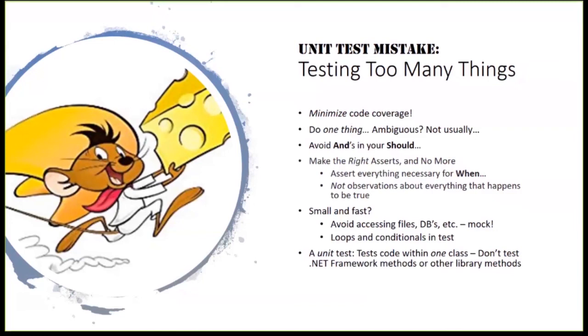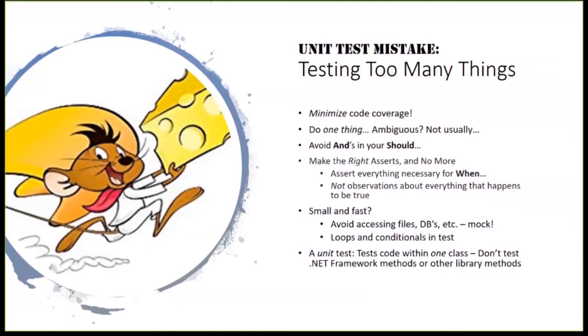Now, you might think one thing could really be ambiguous, right? What is one thing? It depends on what level you're working at, right? One thing could be a system that accepts policies and handles them appropriately. That's one thing. But usually when you get down to the level that you're working at unit tests, one thing should be pretty unambiguous, okay? When in doubt, err on the side of splitting it up, okay?